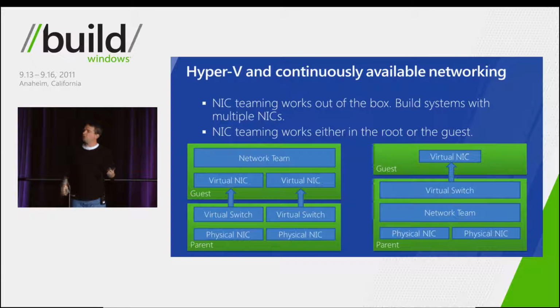NIC teaming from a Hyper-V deployment perspective will work either in the root or in the guest. In the diagram on the left, this is the case where you're doing the NIC teaming in the guest. So you provide 2 physical NICs in the parent, 2 virtual switches that turn into 2 virtual NICs in the guest, and that get teamed in the guest. The diagram on the right is the team created in the parent. There's one virtual switch in the parent, and the virtual NIC is exposed up to the guest. Both of those scenarios work, and again, customers will have a lot of flexibility.